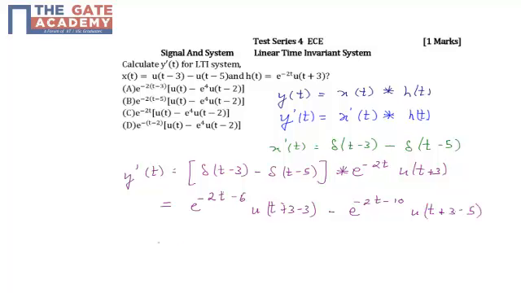So solving this, you will finally get the answer e power minus 2t, inside the bracket, both of these should have a plus sign. So e power 6 u of t minus e power 10 u of t minus 2, that is nothing but option A. Yes, this is option A. We can rewrite this in terms of option A. Thank you.